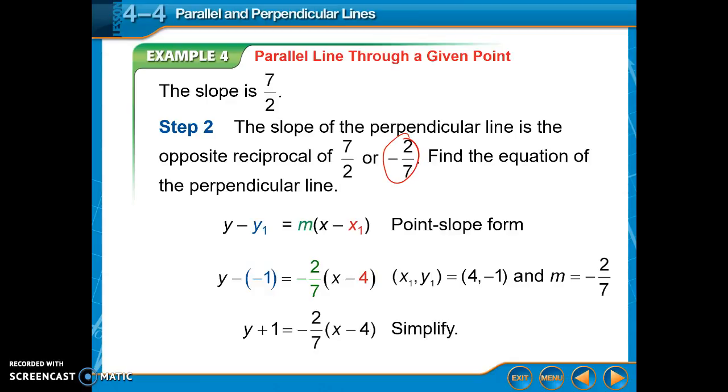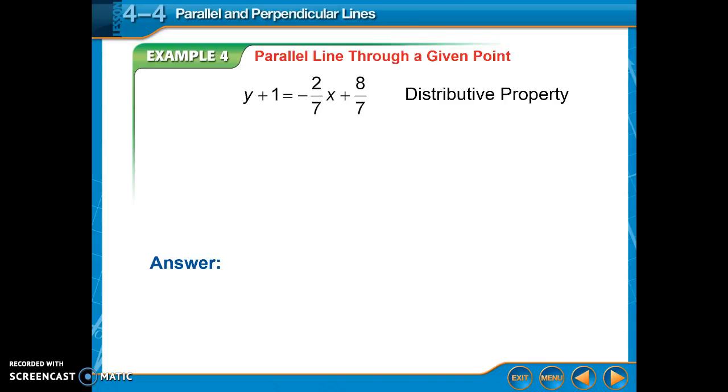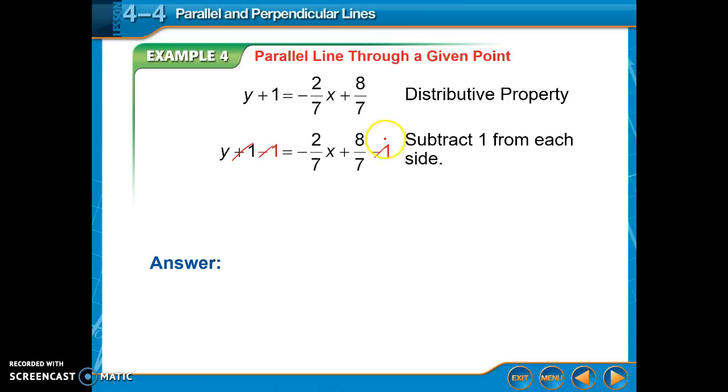So y plus 1 equals negative 2/7 times x minus 4. So now if we use the distributive property, you get negative 2/7 times x, and then negative 2/7 times negative 4 becomes positive 8/7. From there, all you have to do is get rid of this plus 1 by subtracting it to both sides. Whoops, that is not eliminated, but on the left side it is. So when you go to simplify, you get y equals negative 2/7 x plus 1/7.